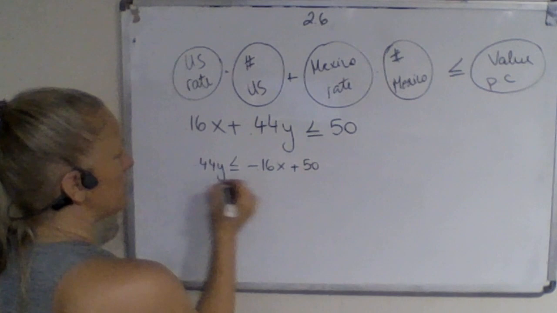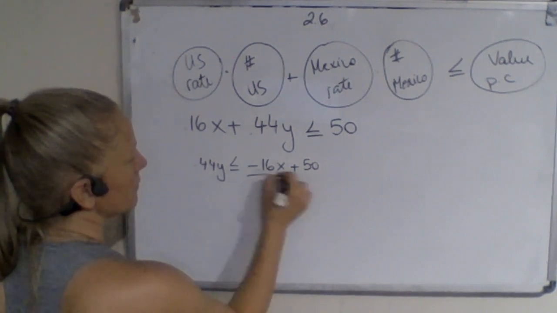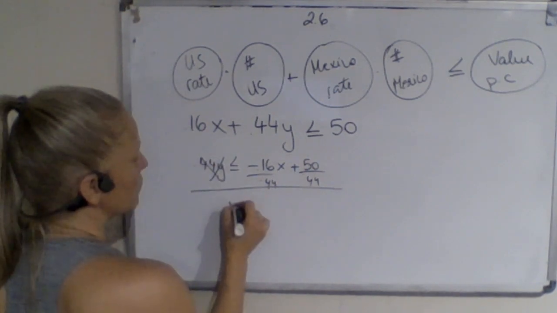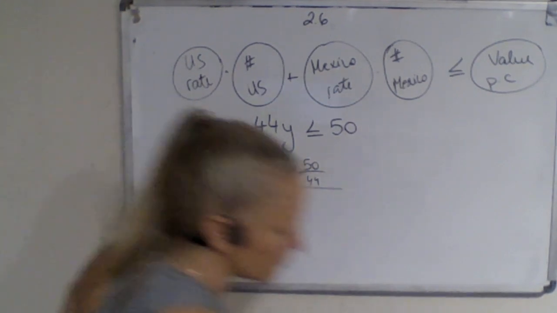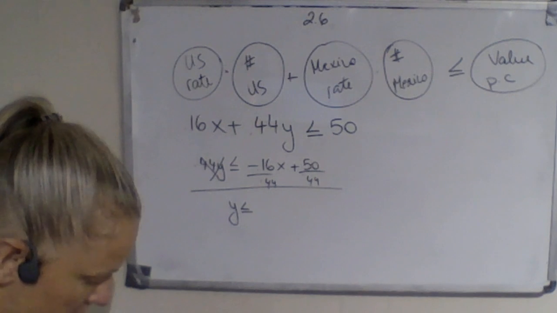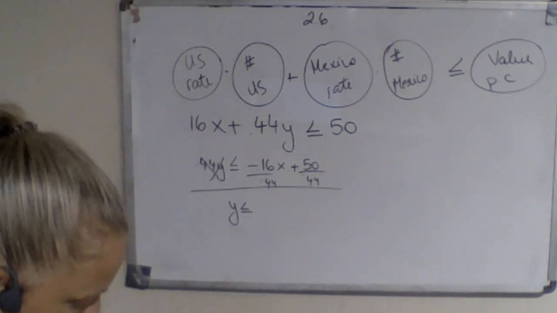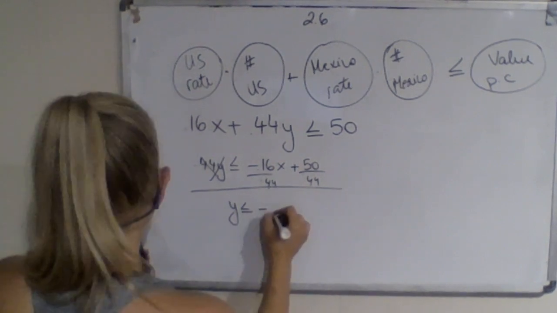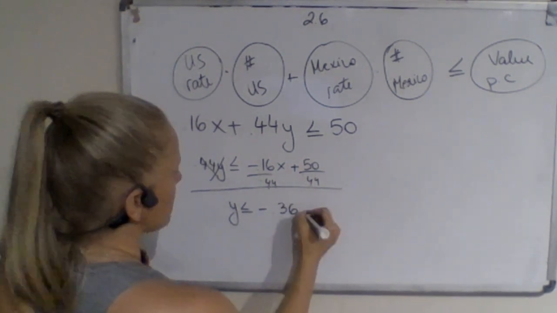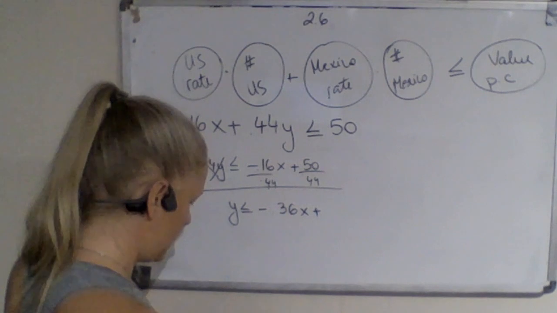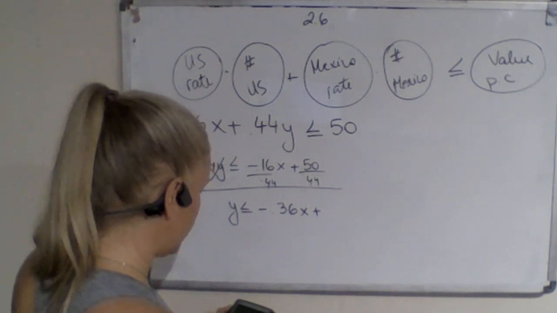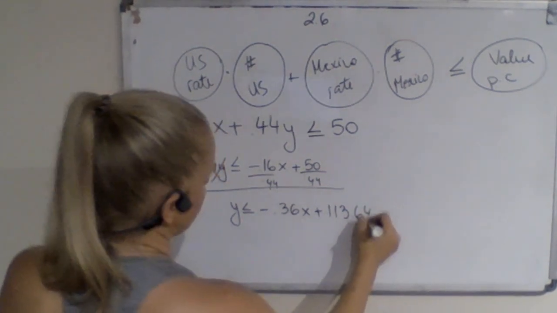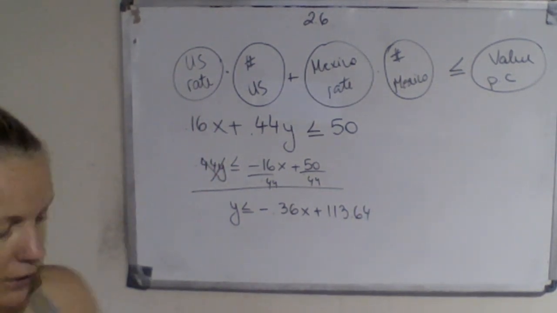And then we're going to divide by 0.44, which means y is less than or equal to, let's go ahead and do that, negative 0.16 divided by 0.44. It gives me negative 0.36x plus 50 divided by 0.44, 113.64. And we can graph this using our calculator, right?